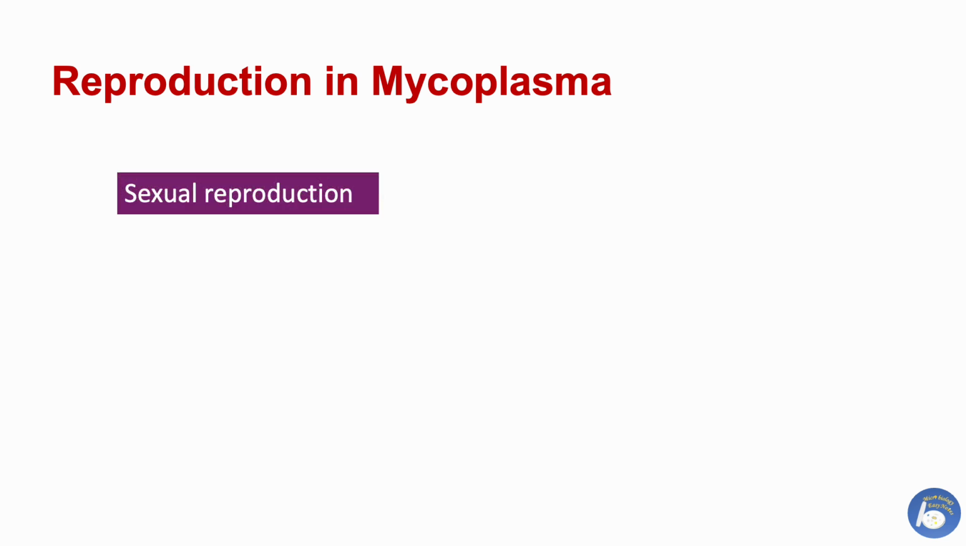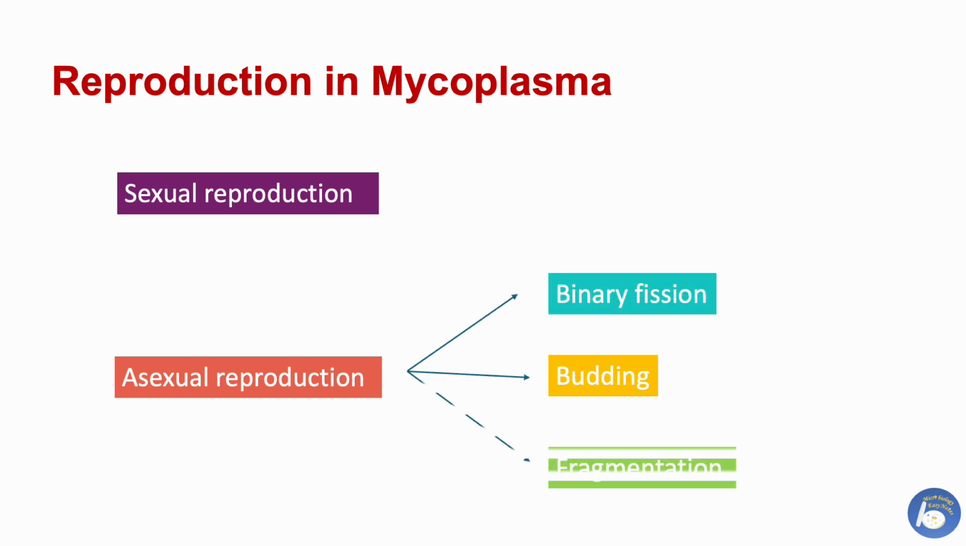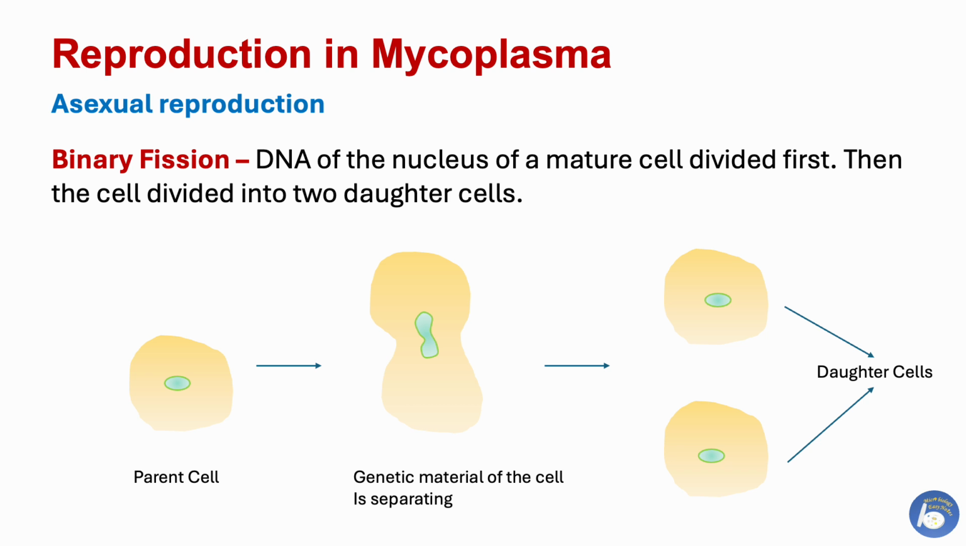And now, reproduction in Mycoplasma. Sexual reproduction is absent in Mycoplasma, but asexual reproduction occurs by three methods. These methods are binary fission, budding, and fragmentation. Binary fission: division of the cell gives rise to two identical daughter cells of equal size. The DNA of a mature cell divides first, and then the cell divides into two daughter cells.